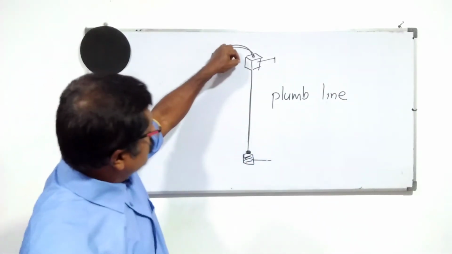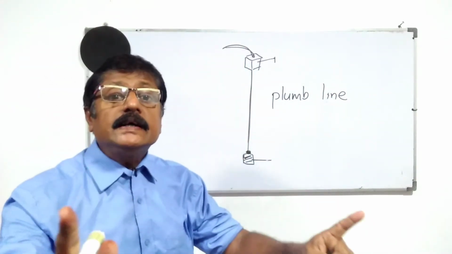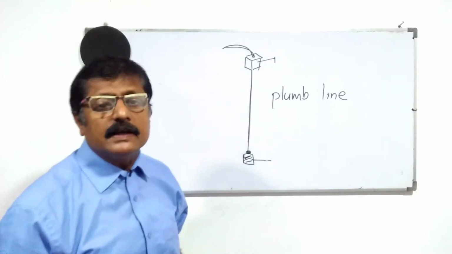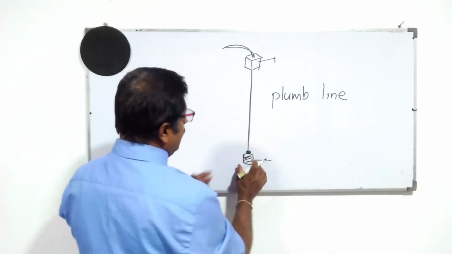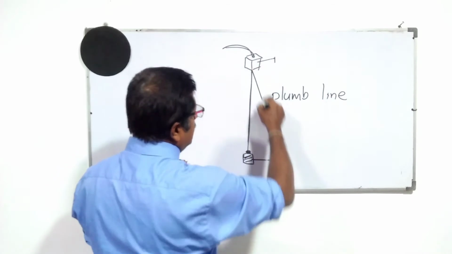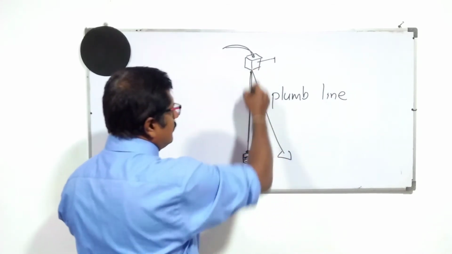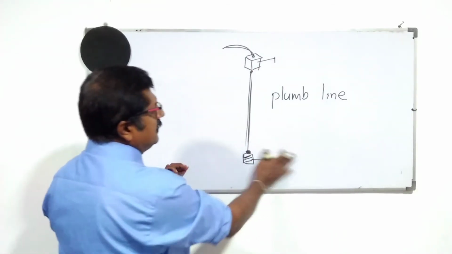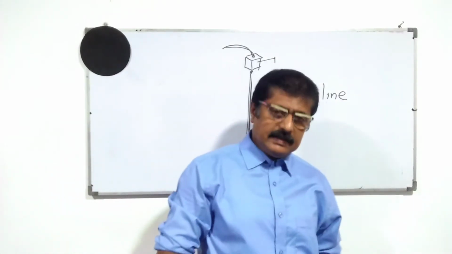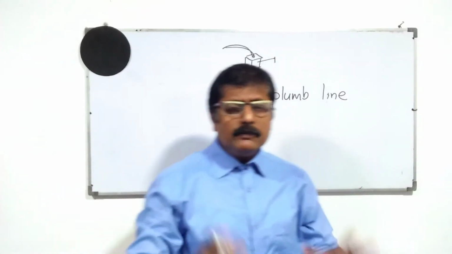We can use this to check verticality, whether something is vertical or not. Because when something is hung like this, it never lies like this. It always lies in a vertical manner. So what is it now?